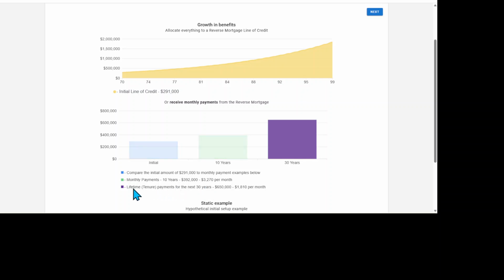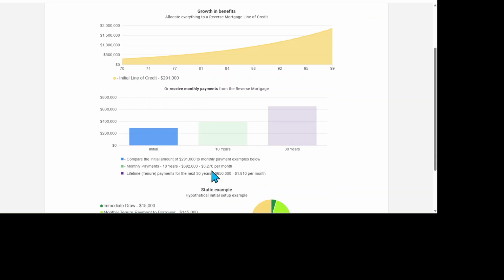We also have a lifetime plan. This monthly payment will continue for as long as at least one borrower is alive and kicking in the reverse mortgage property. In this example, we assume they would live for another 30 years and they would receive $650,000, more than twice what the initial $291,000 is. And that translates to $1,810 per month, and that's lifetime.